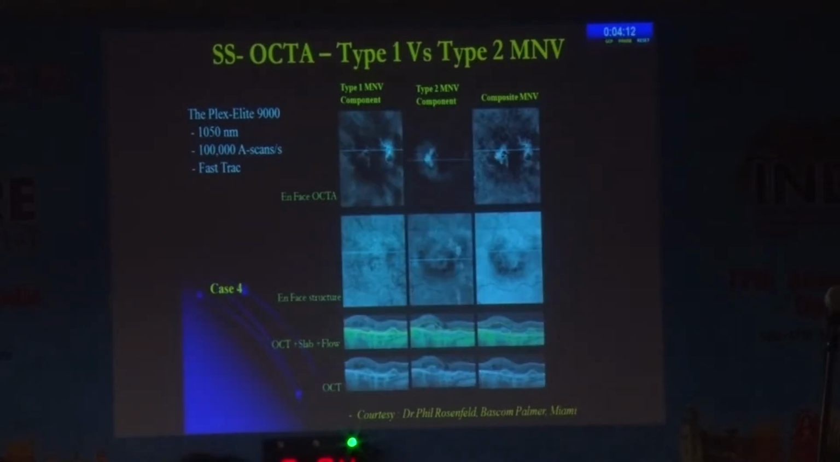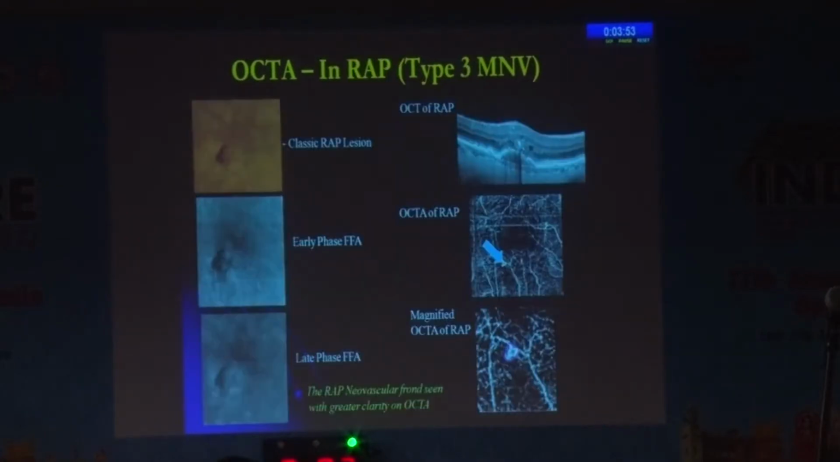Another example of a patient who had predominantly regressed CNVM with a recurrence happening, and you see that on either side of the predominantly scarred CNVM here, which is hypointense, you see the nasal type 1 MNV component, and when you move the slab above, you see the type 2 MNV component and the entire composite MNV component.